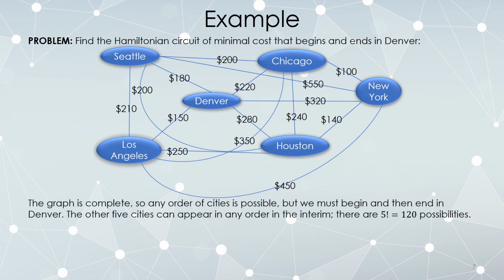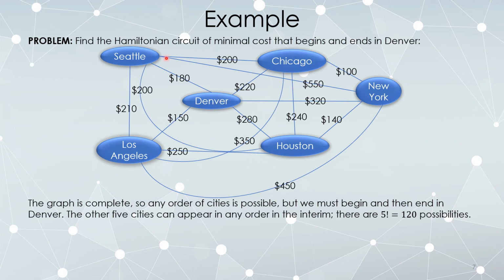Now this is actually a complete graph. Any two cities you look at, there is an edge directly connecting them with a cost associated to it. We have to begin and end in Denver, but since the graph is complete, we can actually go in any order we want. If you want to go Denver, Seattle, all the way to New York, then back to Chicago, it's doable. That edge exists, but that's a very expensive flight.